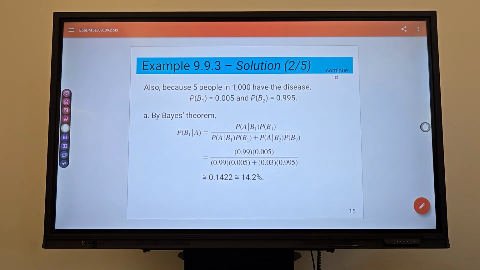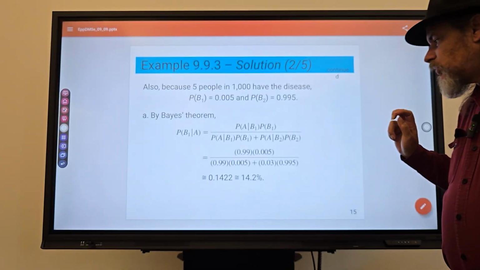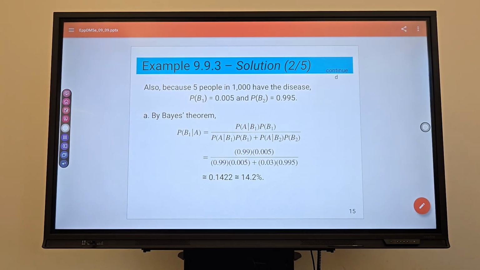So, because 5 people in 1,000 actually have the disease, the probability of B1 is 0.005, and probability of B2 is 0.995. By Bayes' theorem, substituting in these values that we determined from the given information, it turns out that 14.2% of the people who get tested and get a positive result would actually have the disease.